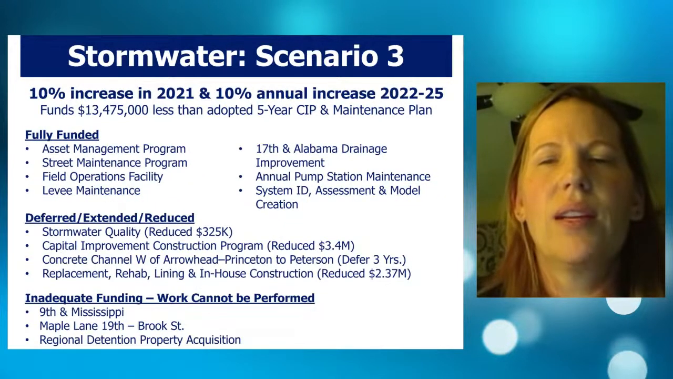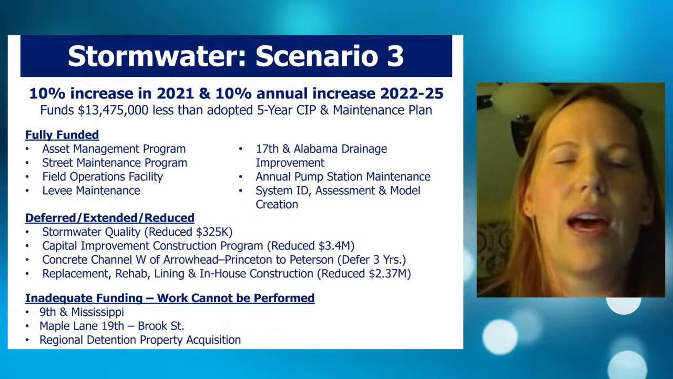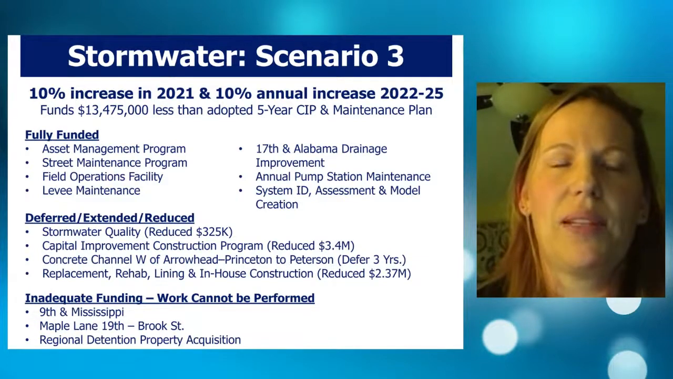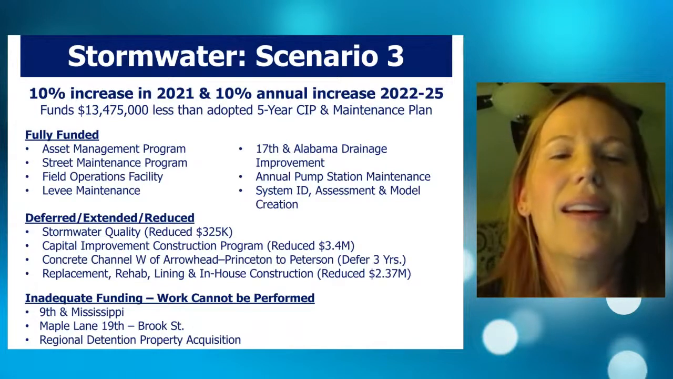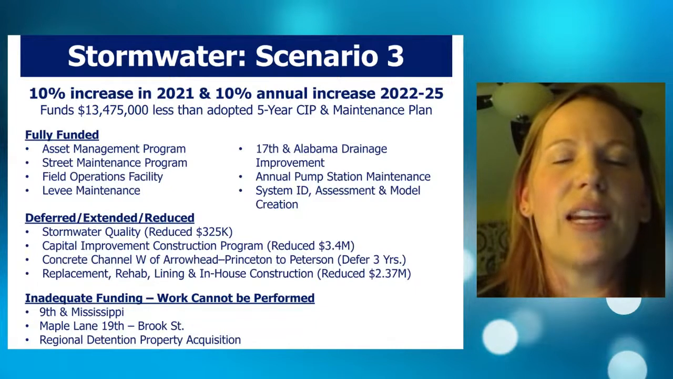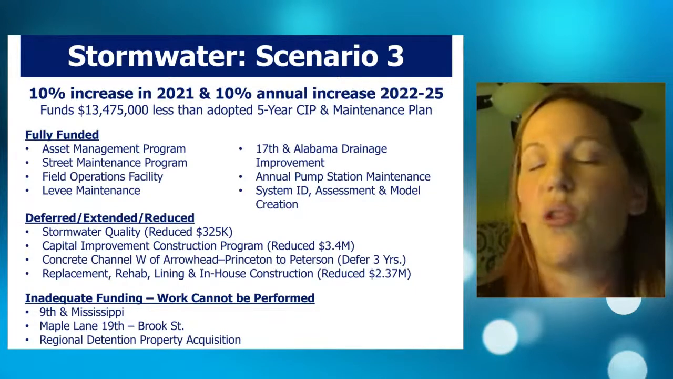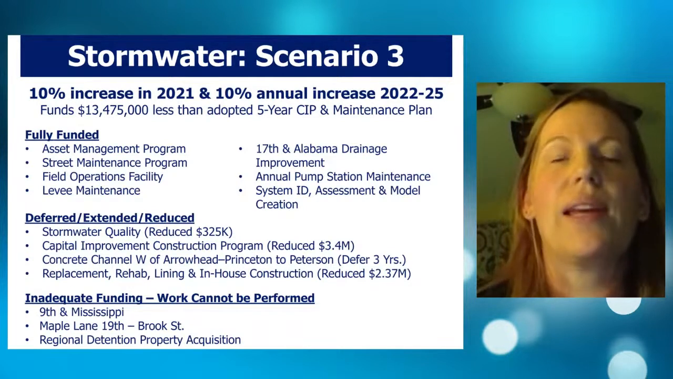Scenario three, which is 10% annually, 2021 through 2025, funds about $13.5 million less of the adopted CIP. Again, you have a category of fully funded projects and programs. It's a little shorter. Now we have a category of deferred, extended, and reduced, and a new category where we have inadequate funding or work that can't be performed. And we actually have three projects in that category in this scenario.